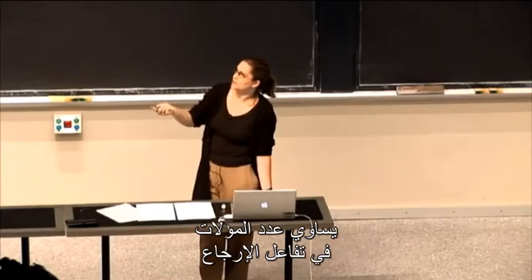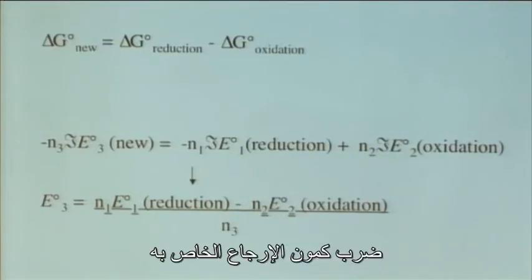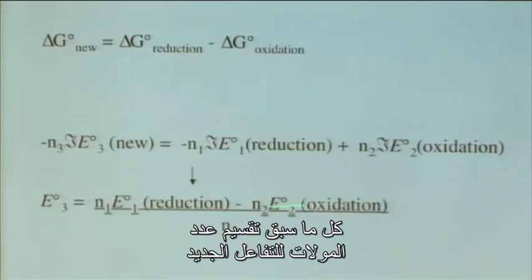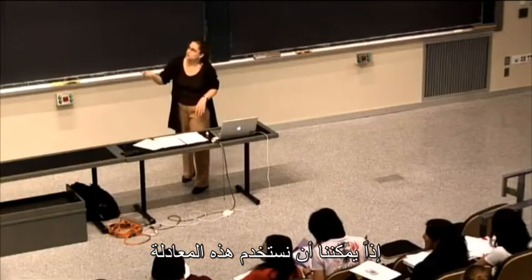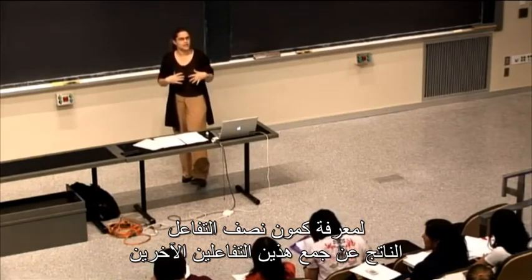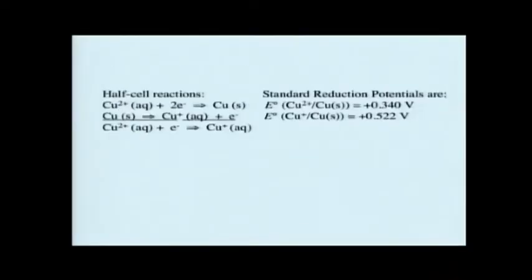And so that's going to be equal to the number of moles involved in the reduction, times its reduction potential, minus the number of moles involved in the oxidation reaction with its reduction potential, and then the number of moles for the new reaction in question. So we can use this equation to look for a half-cell reaction that is a sum of two other reactions. So let's go and use that equation then.